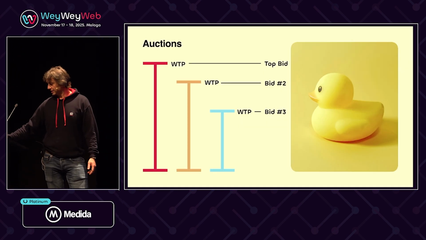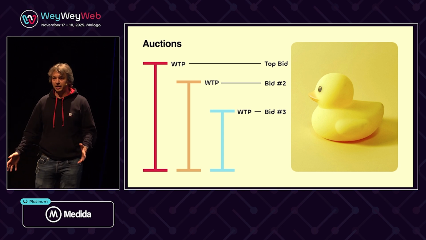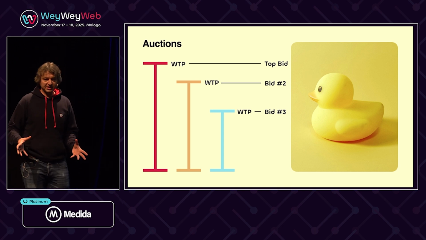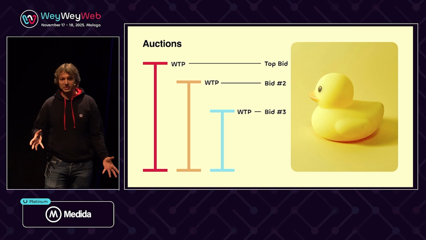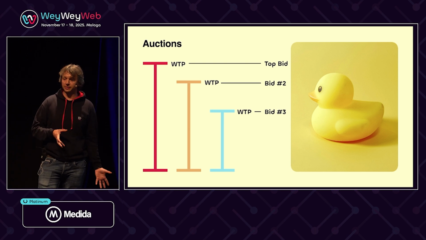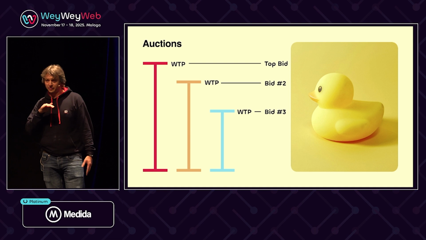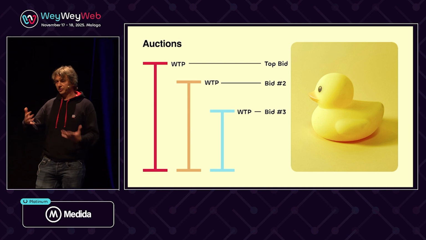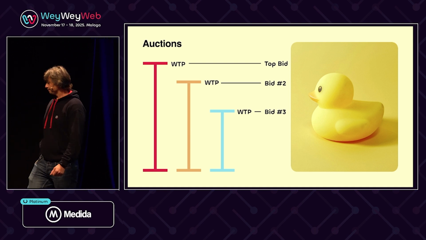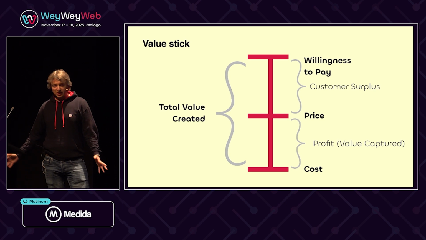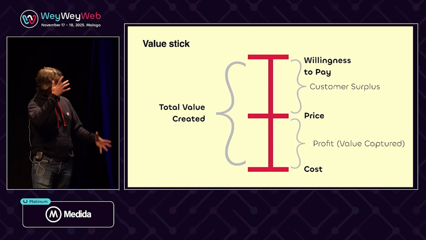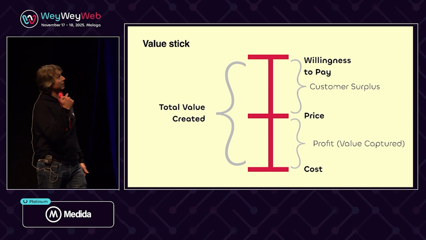But there is one place where the willingness to pay can be measured quite precisely, and this is auctions. And economists love auctions because of this reason. You can see it on the individual level in every bid, or also on the aggregate level in the clearing price.